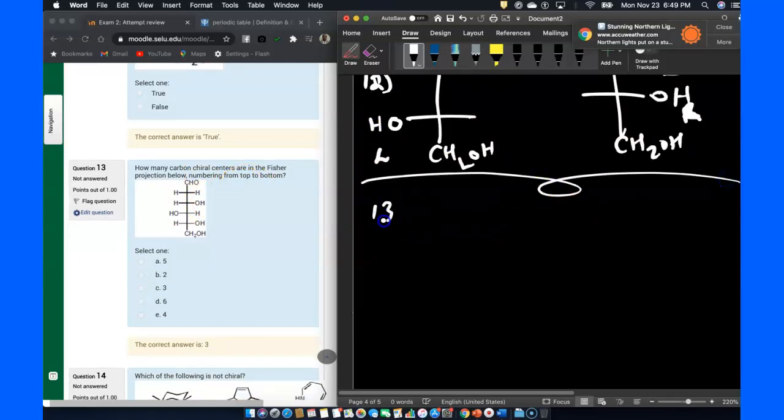How many chiral centers are in the Fischer projection below? So number 13. Usually, to read the Fischer projection, you read from the top, and anywhere they're crossing, there's a carbon.